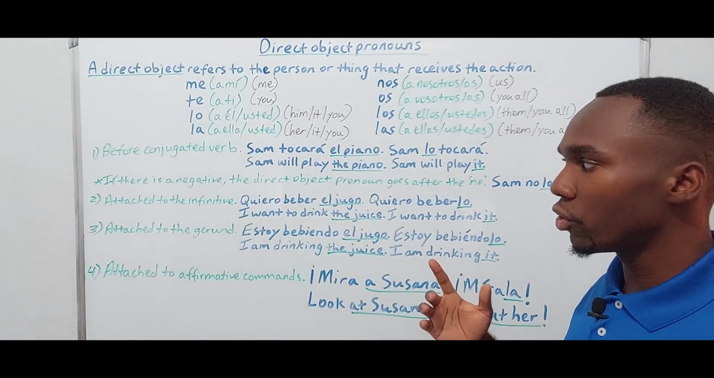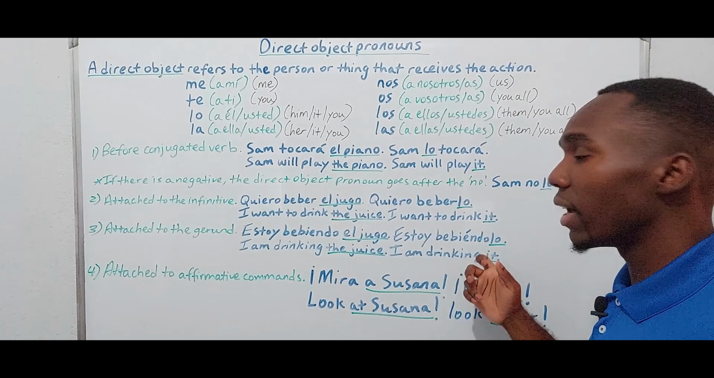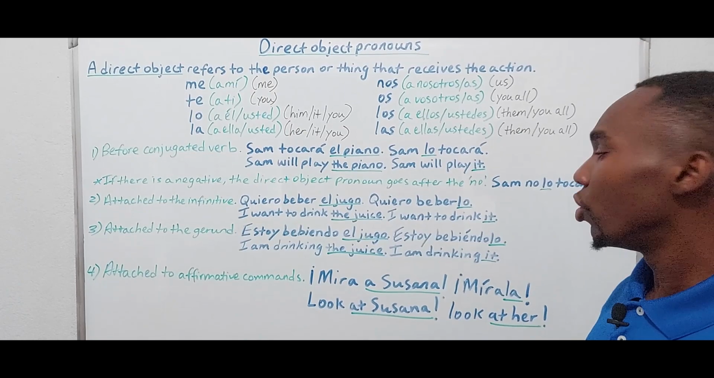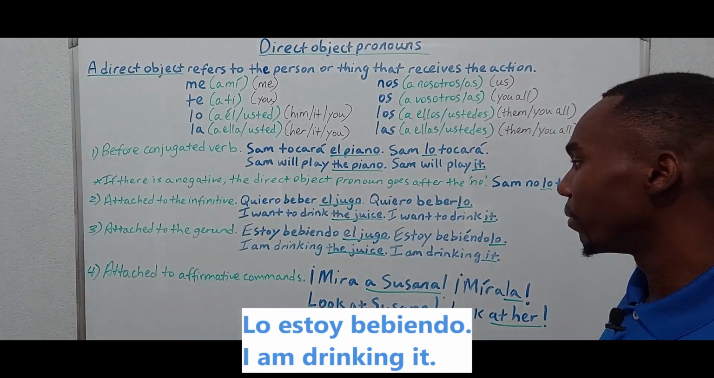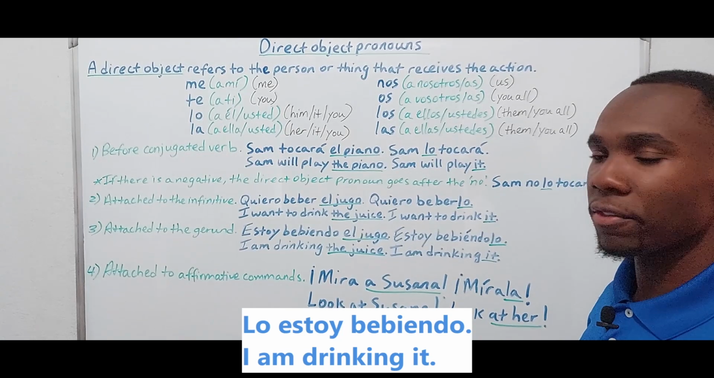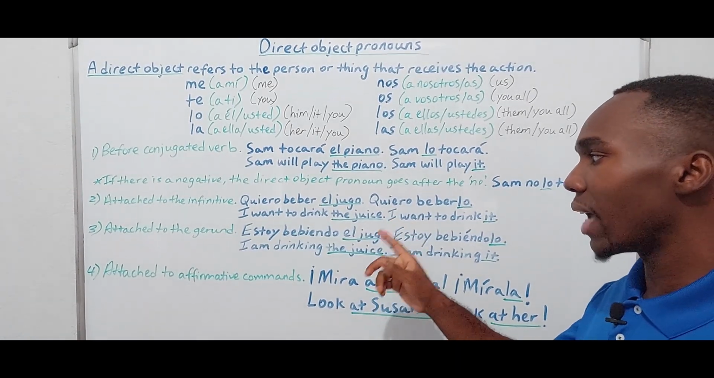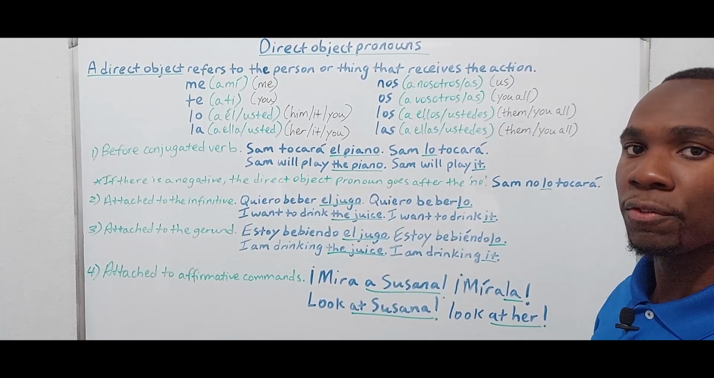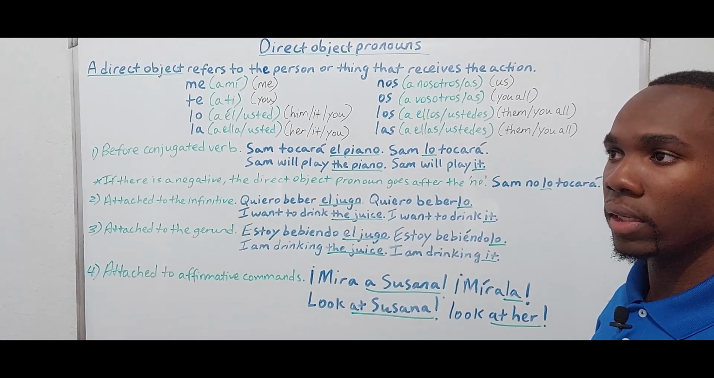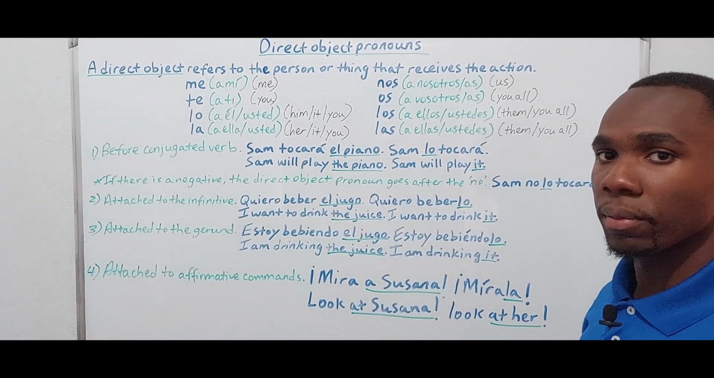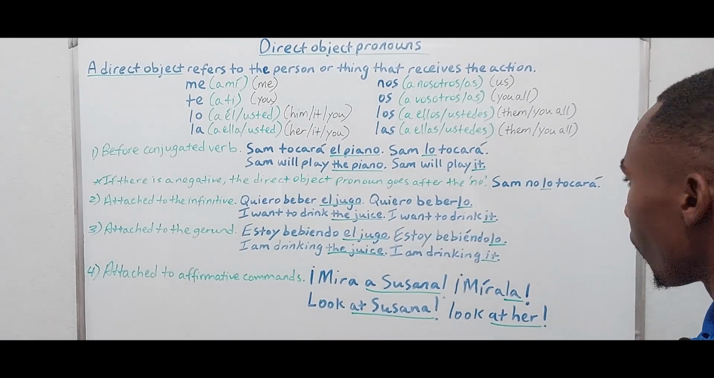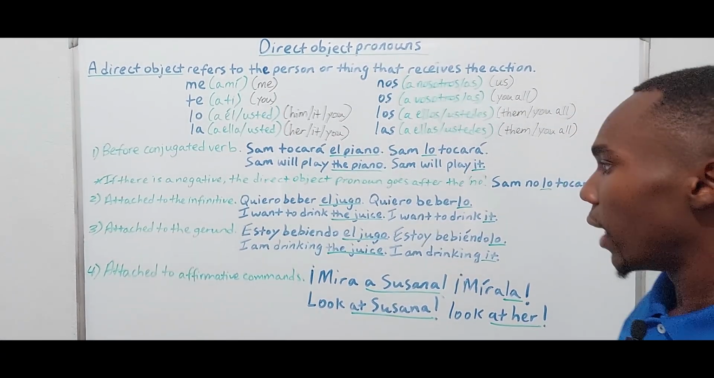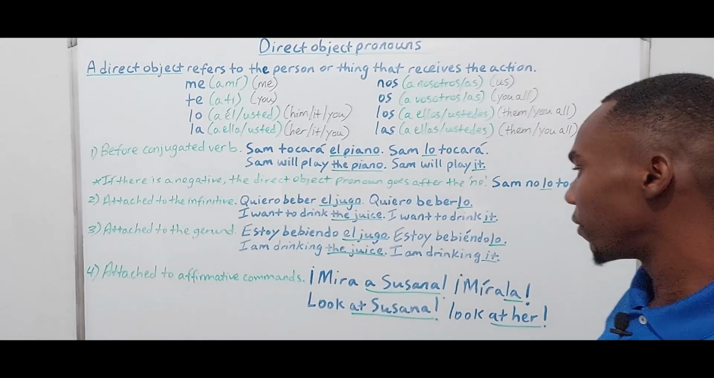And just like number 2, the direct object pronoun can go before the conjugated verb. And it will be perfectly fine. So I can say lo estoy bebiendo. Same thing. Just a matter of preference. But if you're going to attach the direct object pronoun to the gerund, just remember that you have to put an accent on the third from last vowel. Okay? Third vowel from the end. And the fourth place is attached to affirmative commands.